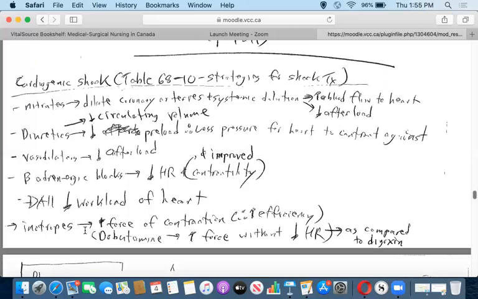Then you've got your meds like inotropes that will increase the force of the contraction without decreasing the heart rate. So we know how DIG works. It's not an inotrope. A DIG is something that, for example, will decrease heart rate as well as increase the force of contractions. You may want to use something that will increase the force of a contraction without decreasing the heart rate. That would be something like dobutamine.